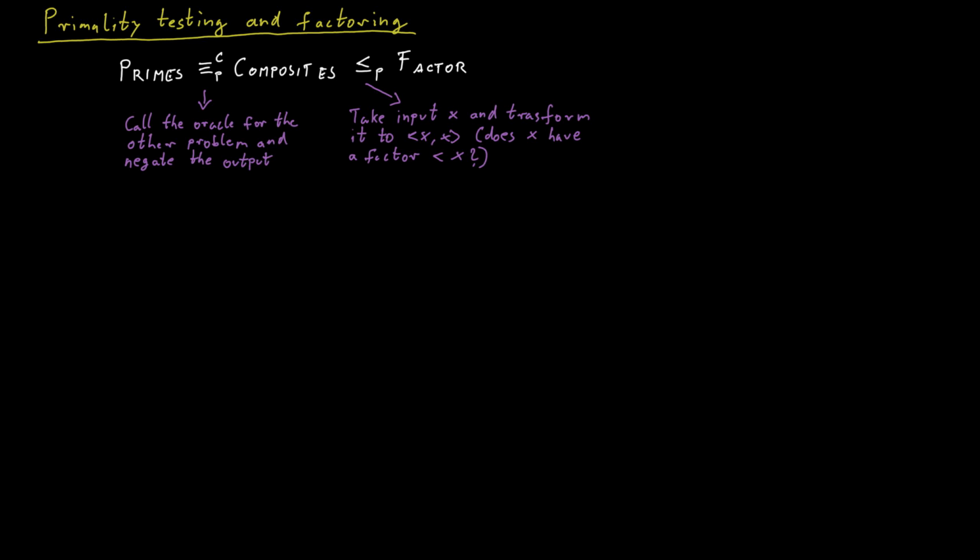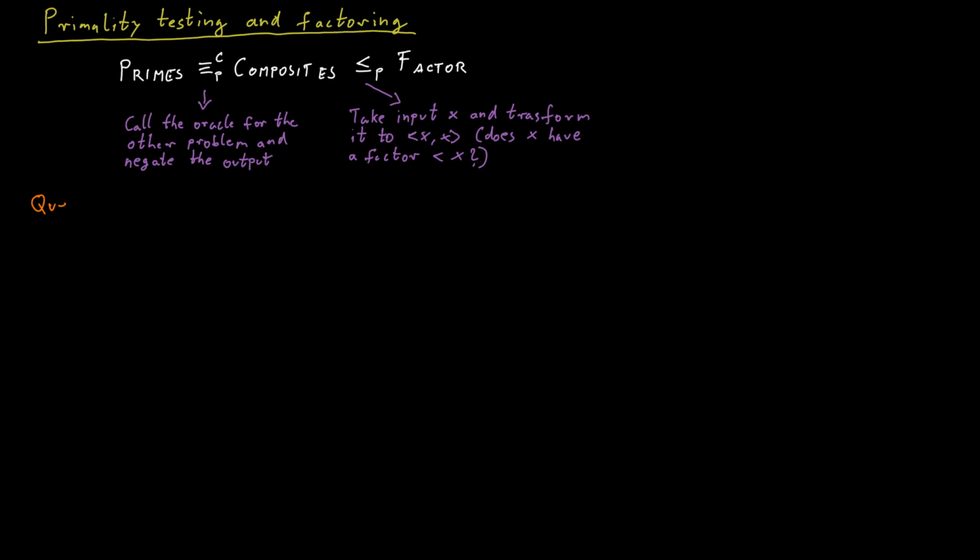Putting this together, we get that PRIMES is polynomial time equivalent to COMPOSITES under Cook reductions, and COMPOSITES reduces in polynomial time to FACTOR in the Karp sense. That also means that PRIMES reduces to FACTOR in polynomial time in the Cook sense.